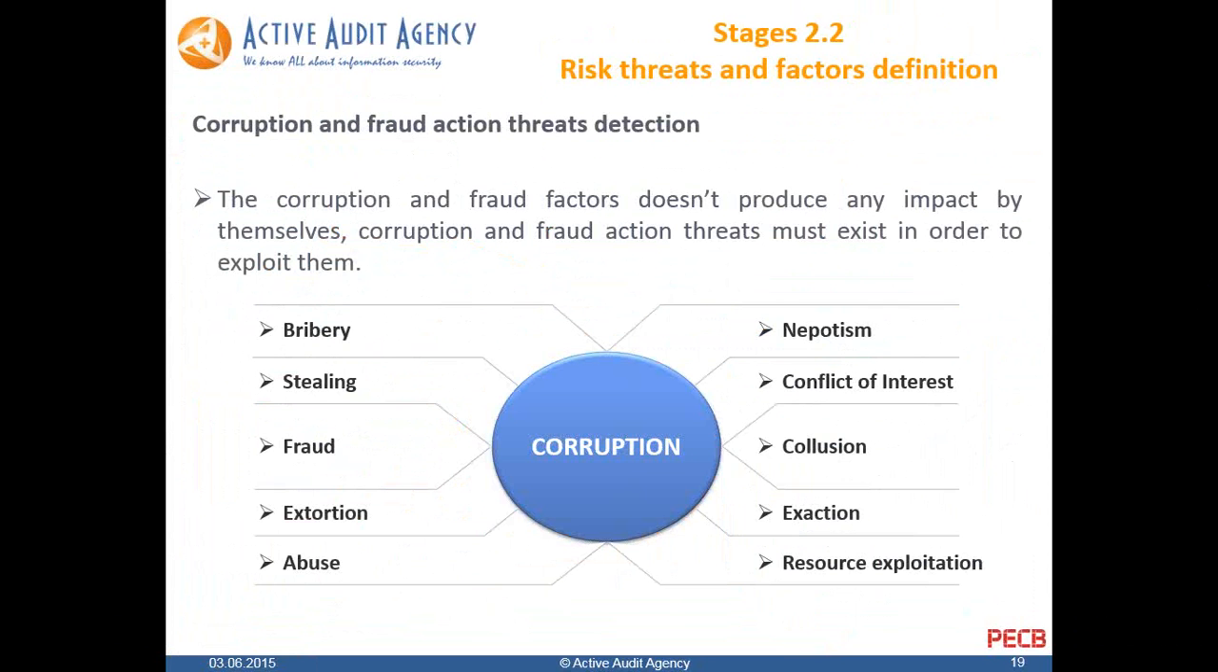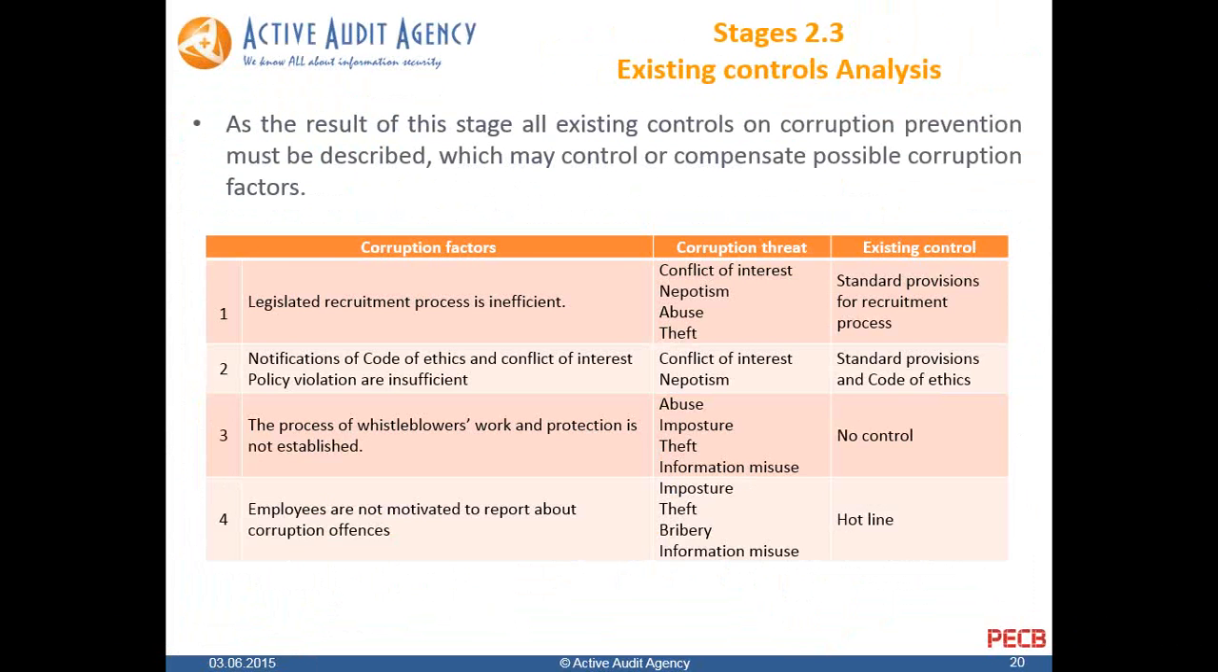So, after all fraud and corruption threats and factors analysis, you should research all existing controls that could prevent or reduce fraud actions. And as a result of this stage, we have such a table where I can see corruption and fraud factors, threats that exploit these corruption factors, and existing control for each factor which may control or compensate possible corruption and fraud vulnerability.